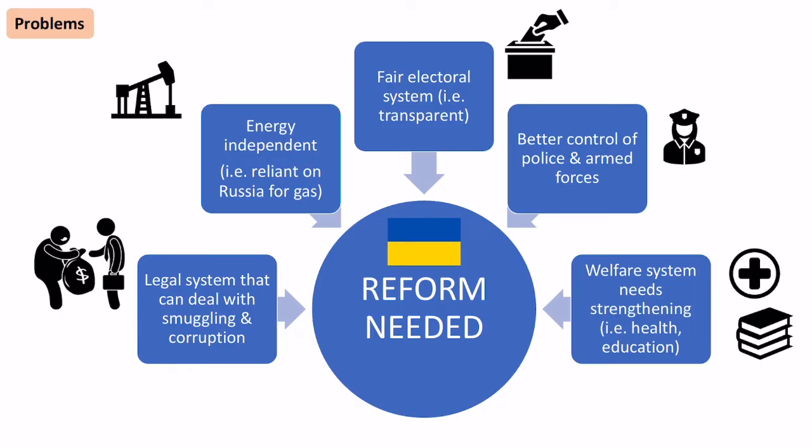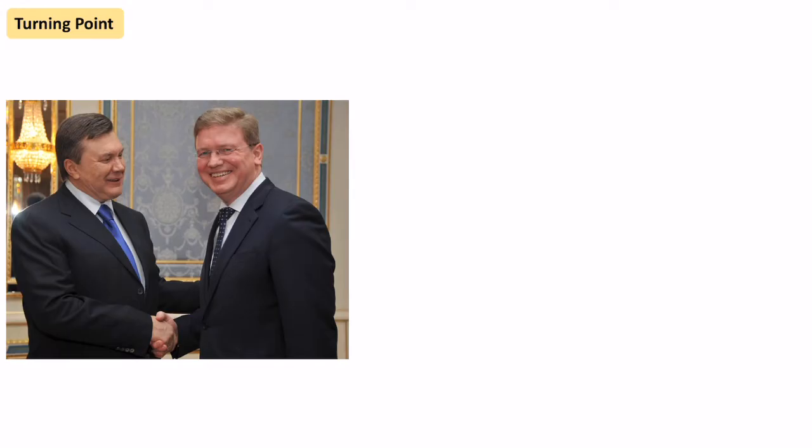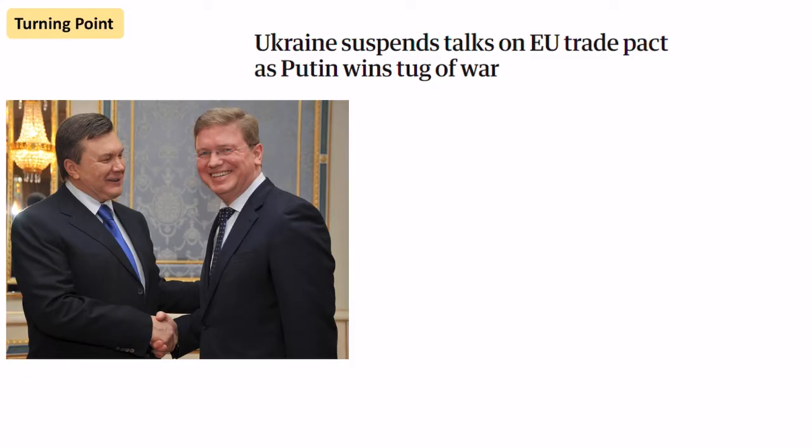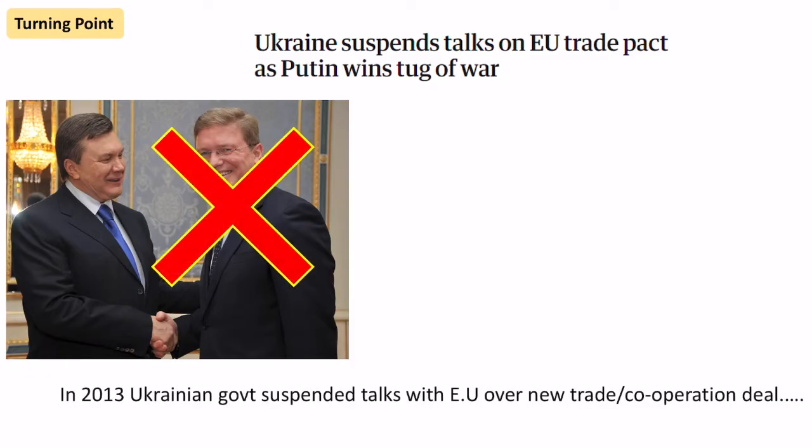What we see here is not only are there potential divides in the country, ethnically and politically, but also the state apparatus that's holding it all together needs a lot of reform. It's very, very weak. And the tipping point for that was in 2013. The Ukrainian government had been making a deal with the EU to become closer by making a trade deal with the European Union.